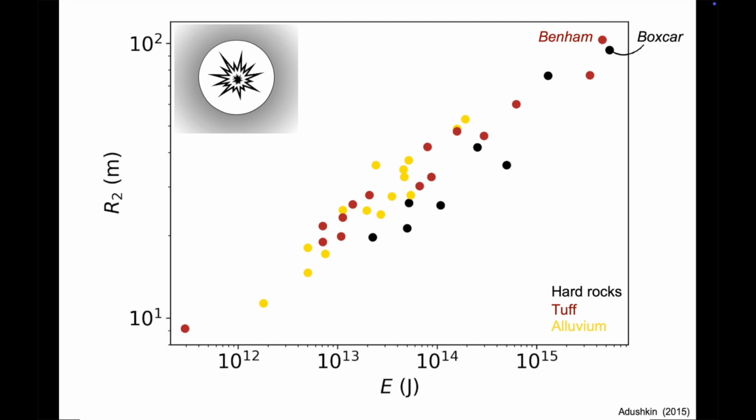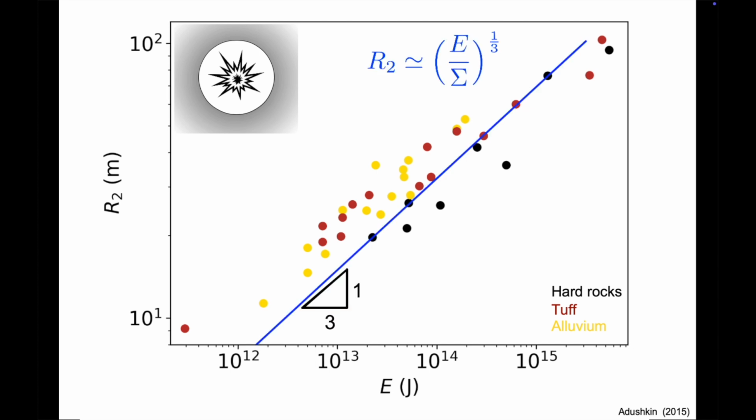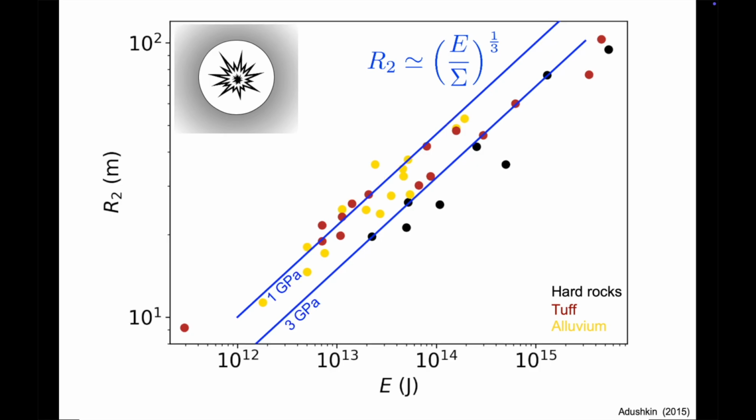Can we understand the size of these underground cavities as due to the balance between the energy E of the explosion and the elastic modulus sigma of the surrounding soil? The line drawn here corresponds to an elastic modulus of 3 gigapascals. Naturally, if we change the value of the modulus, we keep the slope, but we move the line up or down. This range between 1 and 10 gigapascals encompasses the elastic moduli of many types of rocks. The data do seem to fall in the vicinity of the path drawn by the power laws.